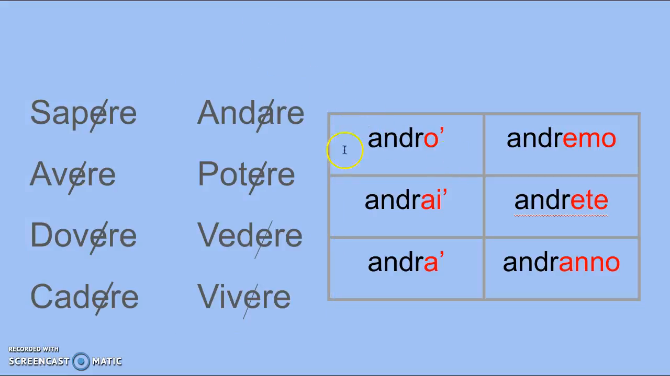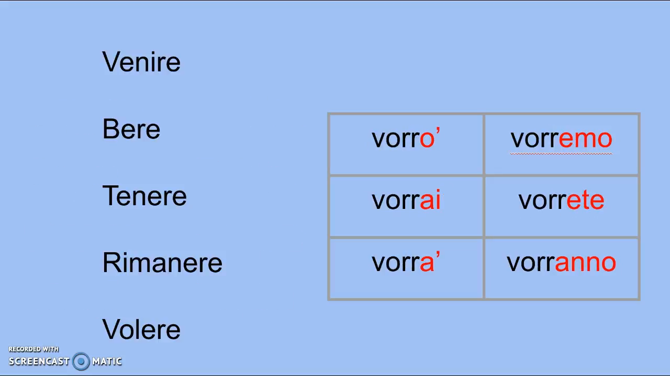In these, it's the same as the conditional. Here we have the RR verbs again, in which you add an RR in the middle and then have the regular endings. So, vorrò, vorrai, vorrà, vorremo, vorrete, vorranno.